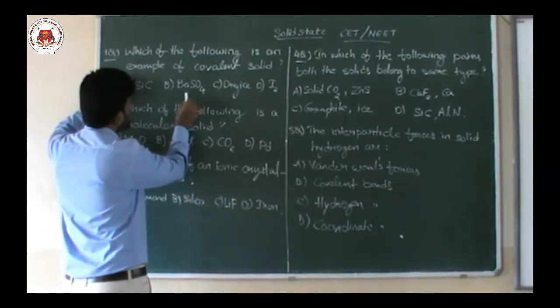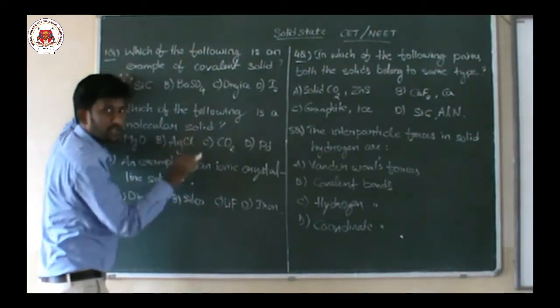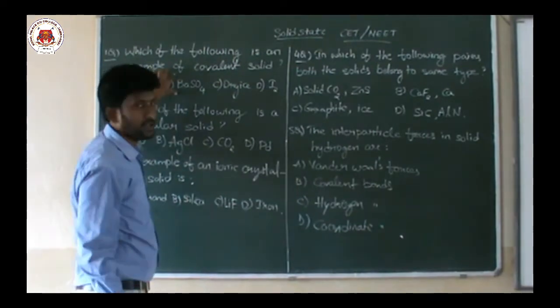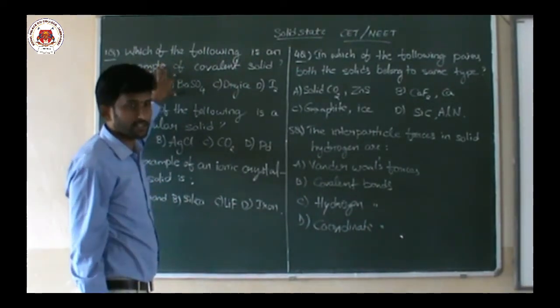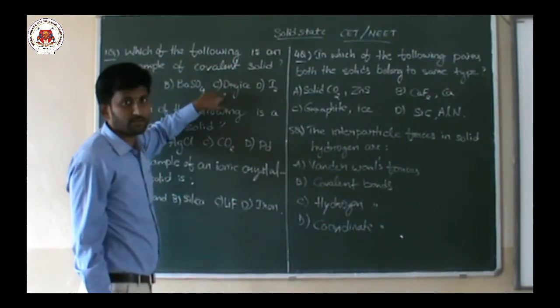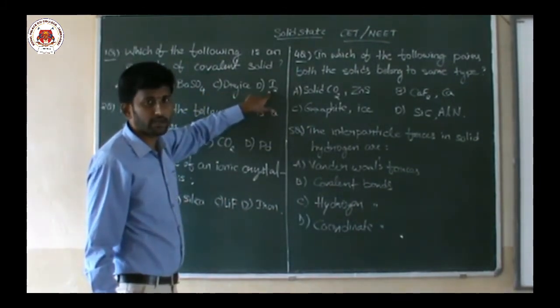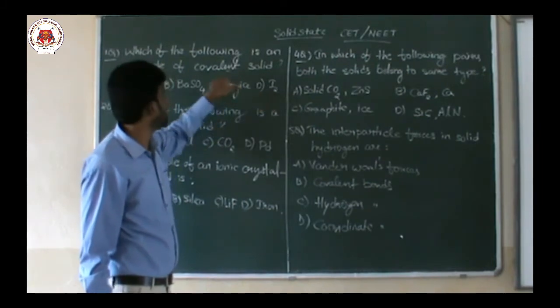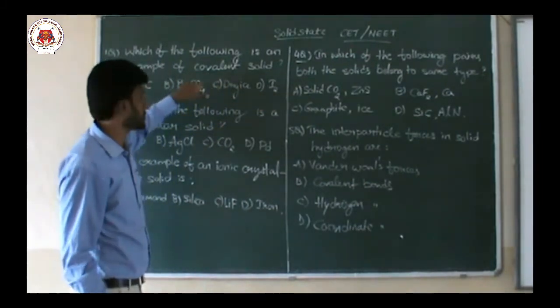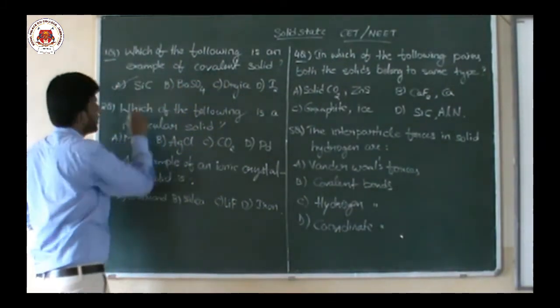In barium sulfate, barium is an S block element, and almost all such solids are ionic in nature. Dry ice is a molecular solid. Solid iodine is also molecular, not a covalent solid. So the answer is silicon carbide.